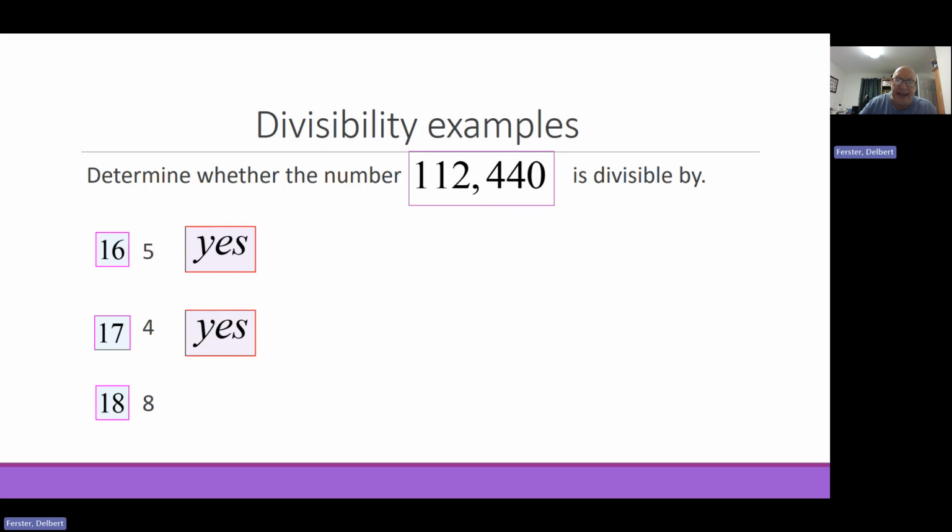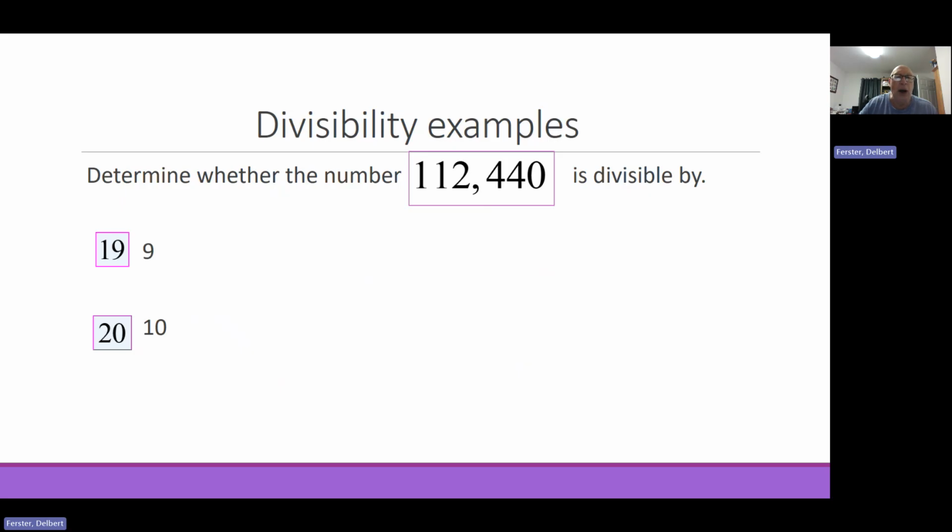112,440. 8 splits out the last three digits. In this case, that would be 440. And I believe if I gave you a minute to think, 8 will divide 440. So that means that 8 would divide the given number. So I think problem number 18 is another yes.